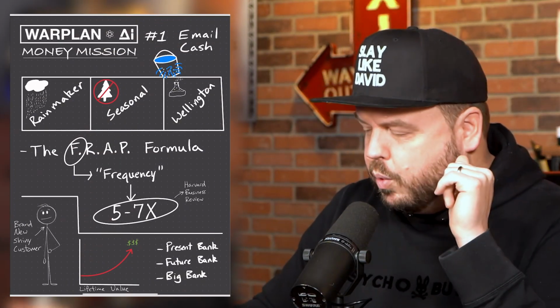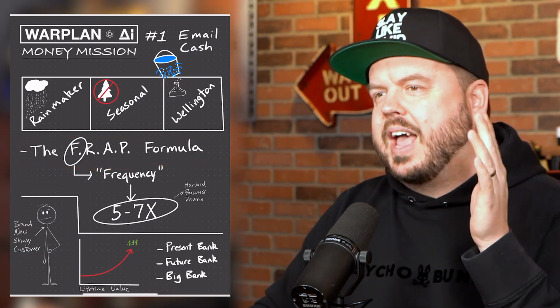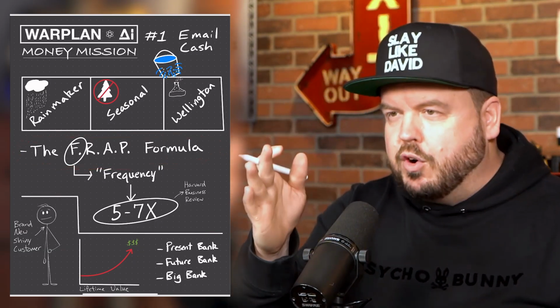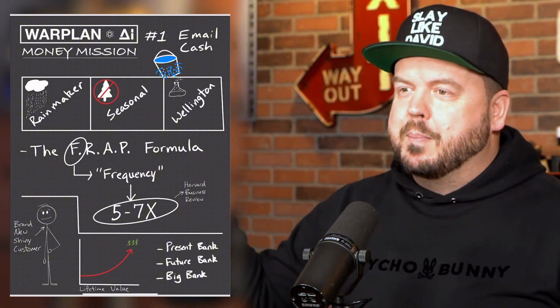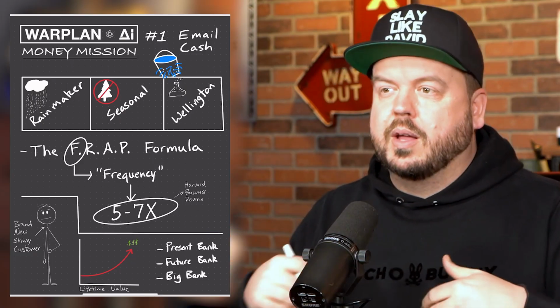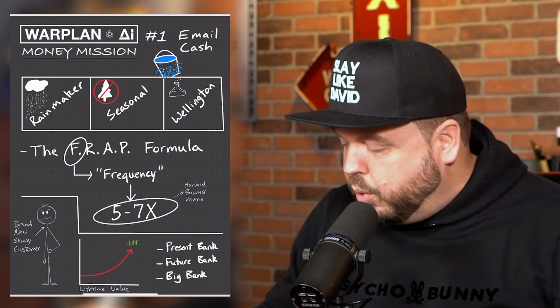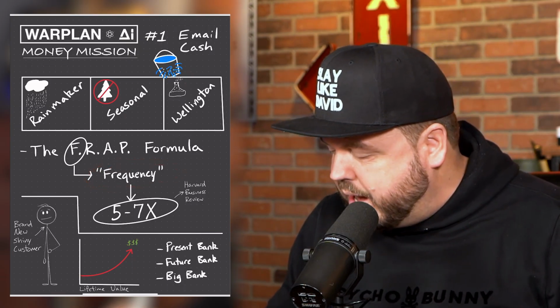And before I show you how it works, let's talk about the F.R.A.P formula. The F.R.A.P formula is an acronym for frequency, referrals, average ticket, and pricing. And the reason we want to email our past customers more often in a more effective, clever way is to increase frequency. That's the whole point of it. The Harvard Business Review says it's 5 to 7 times cheaper to keep an old customer than it is to get a new customer. And we know this, right?